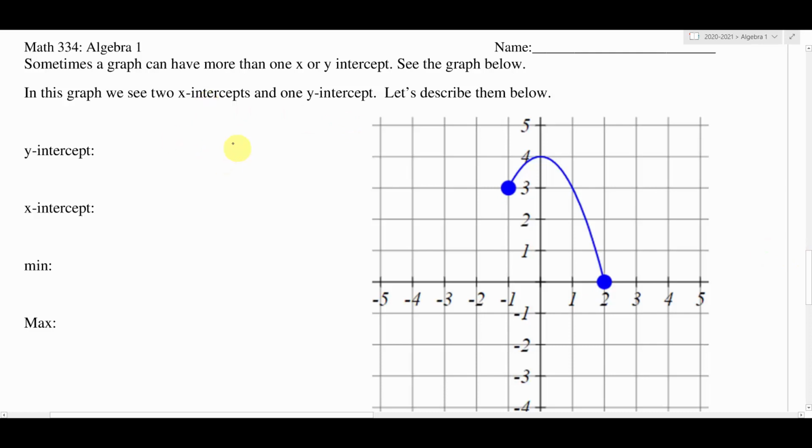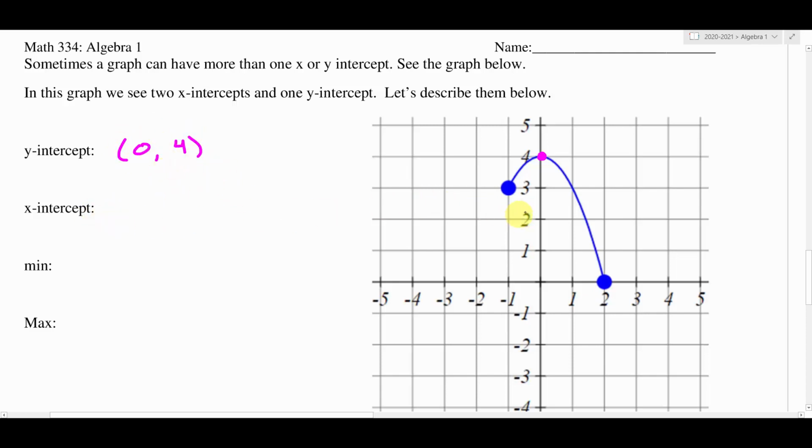All right, let's try another one. So let's start with a y-intercept. So we're looking for where our graph over here crosses over the y-axis. And remember that our y-axis is the vertical line that runs down the middle of the graph. So the blue function crosses over the y-axis here. So I'm going to write that point down, and that is the point (0, 4). Okay, so we found the y-intercept.